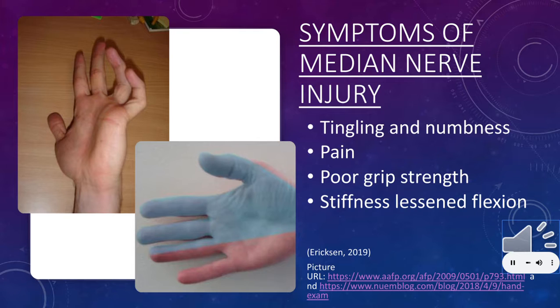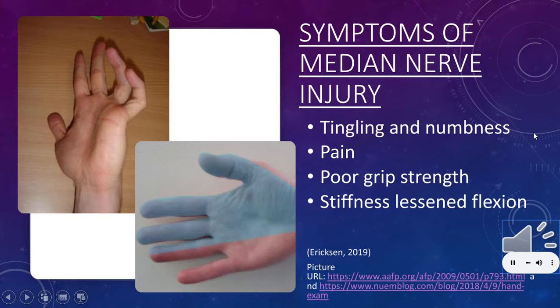Some symptoms that a patient may experience if they have a median nerve injury are tingling and numbness that can happen on the lateral side of the palm, the palmar surface, and the fingertips of the lateral 3.5 digits as shown on the bottom picture. They also can experience pain or poor grip strength due to atrophy, which means the muscle is becoming smaller because it has decreased movement. And also the thenar muscles experience motor function loss, so they can become atrophied as well.